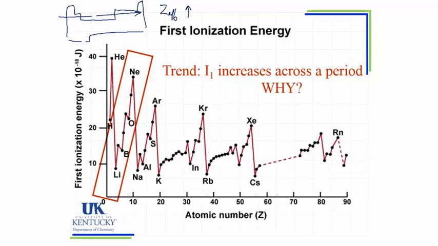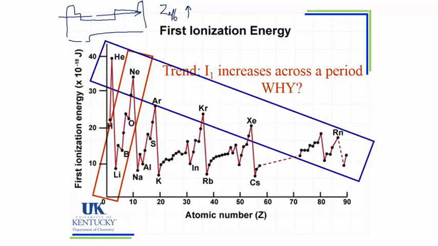Now let's look at the trend down a family or group. Okay, so we start with helium here. As we go down the noble gases, we see that it is decreasing in its first ionization energy. Okay, so we see an increase as you go up the family, or a decrease as you go down the family, whichever way you want to think about it. Now, a lot of times this is the way we think about it.